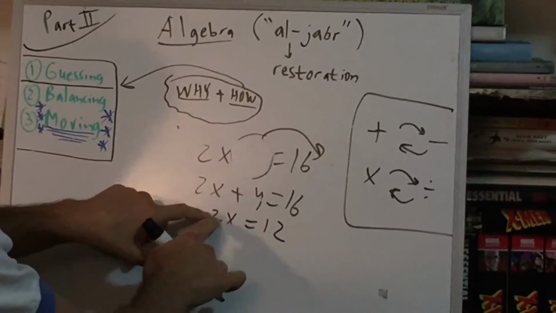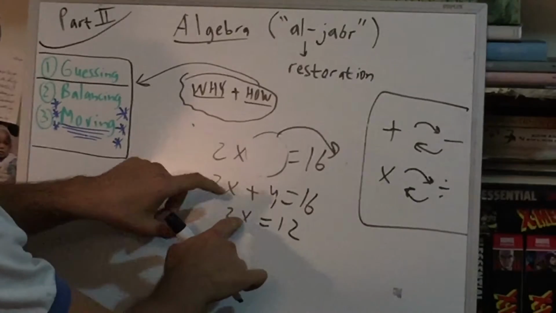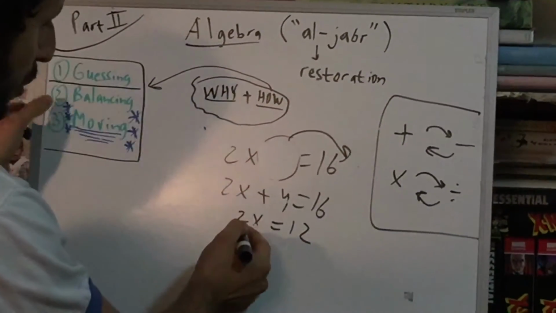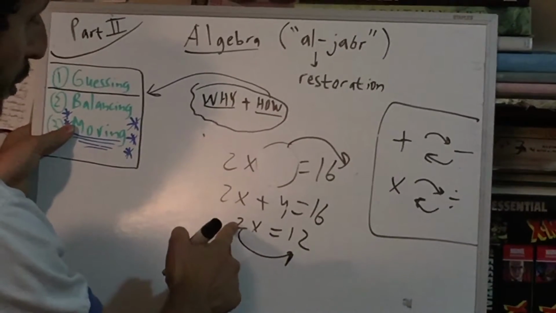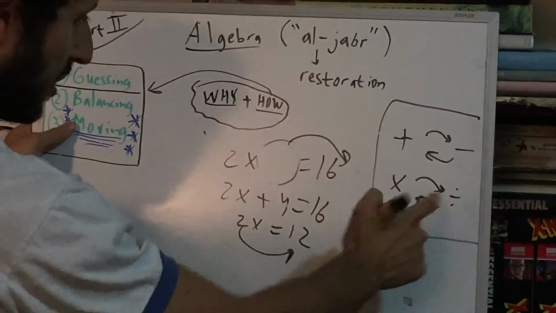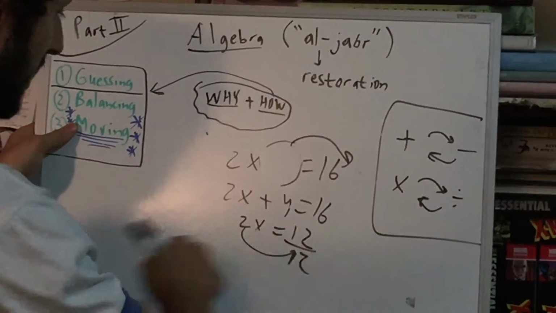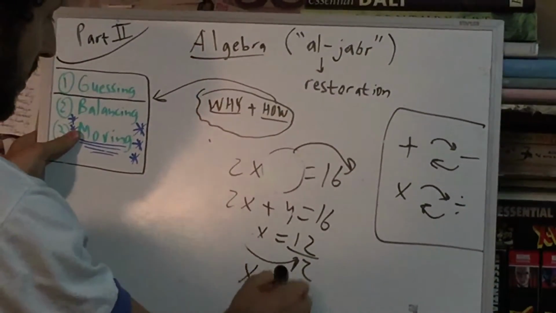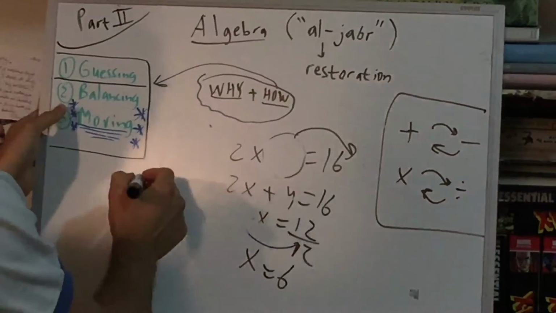Now, this is a multiplication, 2 times x. We want to undo the 2, so how do you get rid of a multiplication? We're going to just move the 2. So when you move it, it doesn't stay multiplication, it turns to division. So now this 2 goes here, and it's no longer here. So x is 6. Now let's go to the original problem.